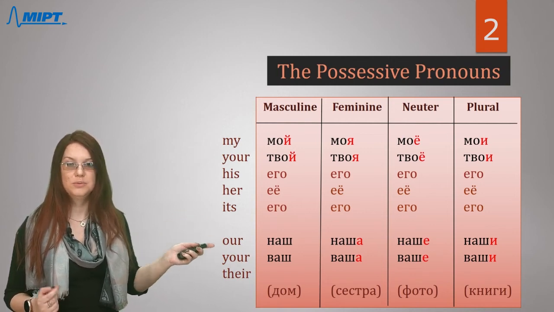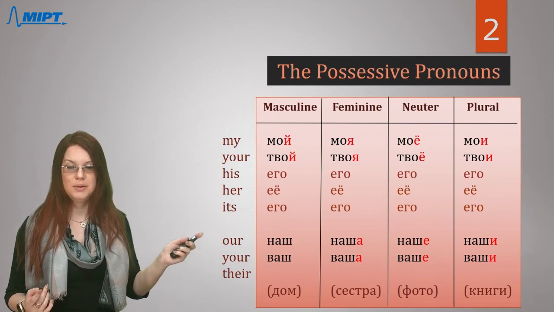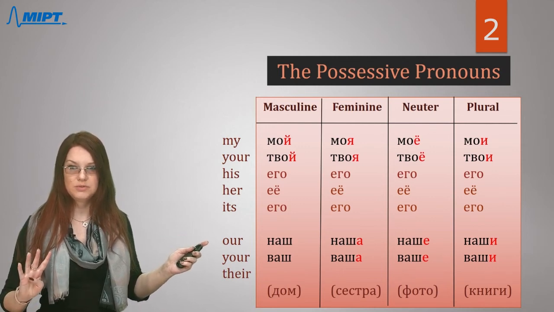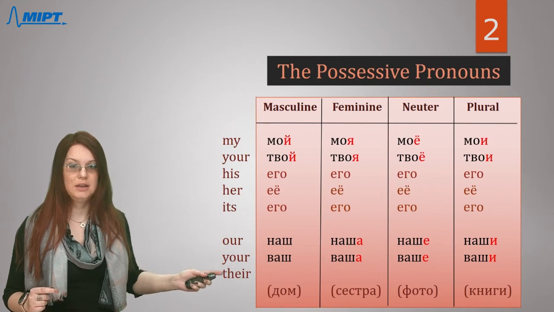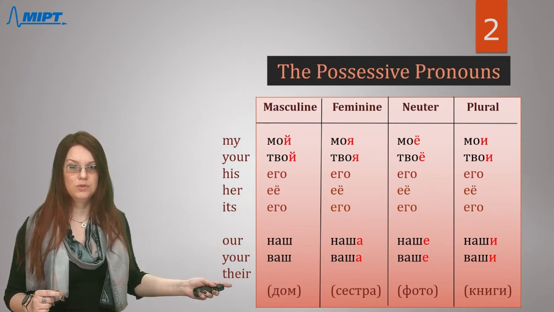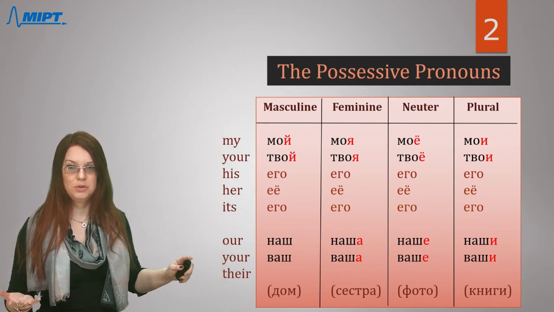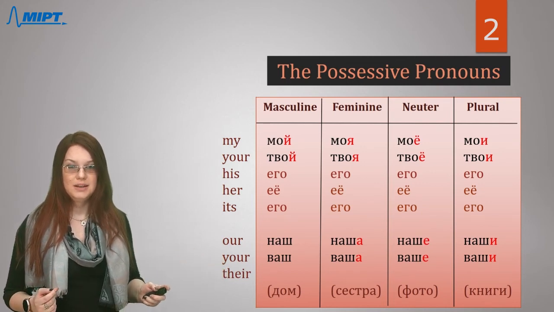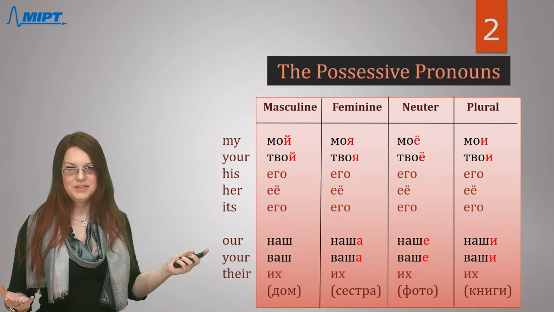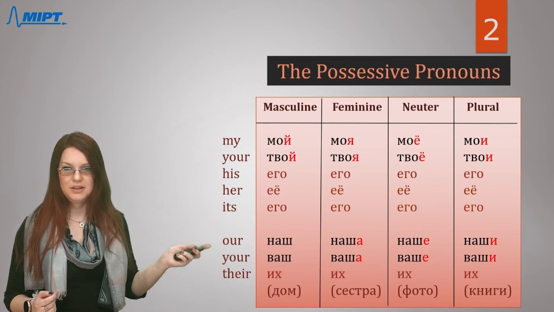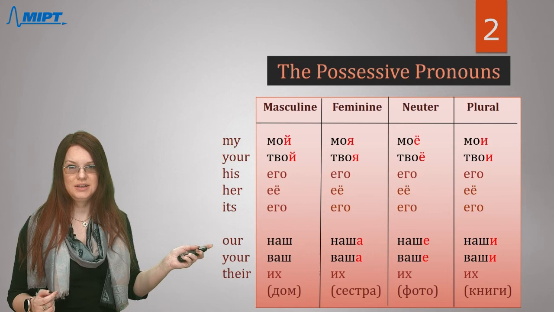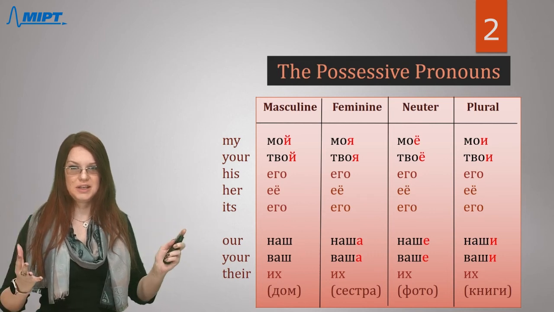These forms we need to memorize. You see, we have 4 different forms and they depend on gender of our noun and they depend on the form of singular or plural. And there, this form will be the same. Их. So let's make it like a summary.